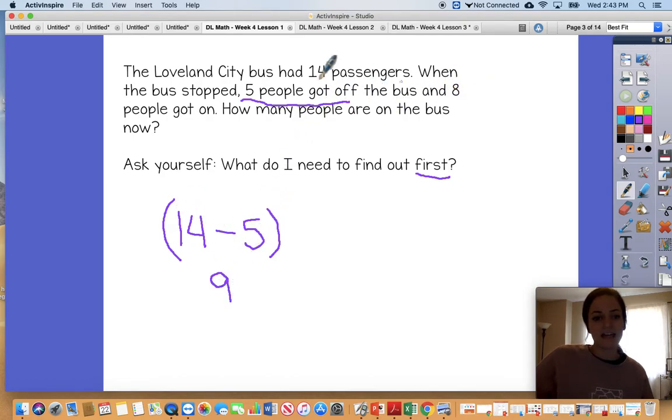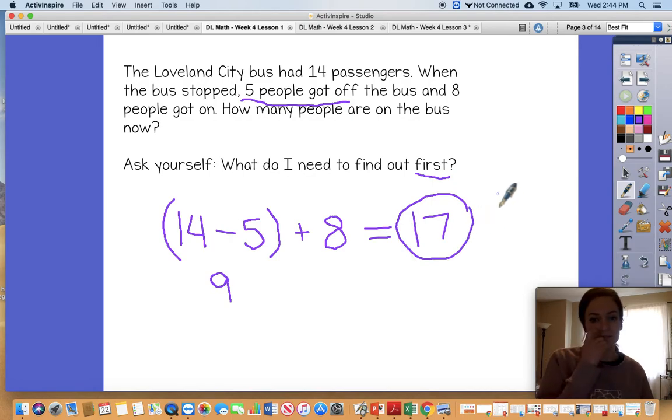And then 8 people got on the bus. So ask yourself, are we adding, subtracting, multiplying, or dividing those 8 people? We're adding; 8 more people got on the bus. Okay, so 14 people were on the bus, 5 got off, so we subtracted them, and we had 9. And then 8 people got on, so 9 plus 8 equals 17. Okay, so 17 people are now on the bus.